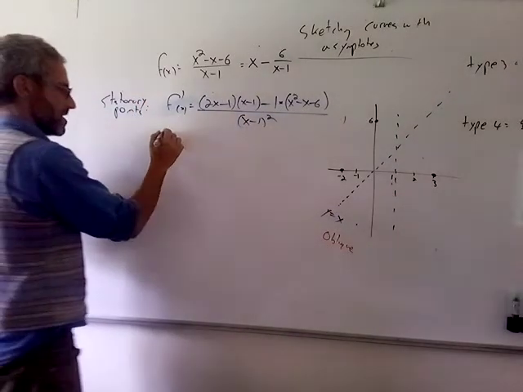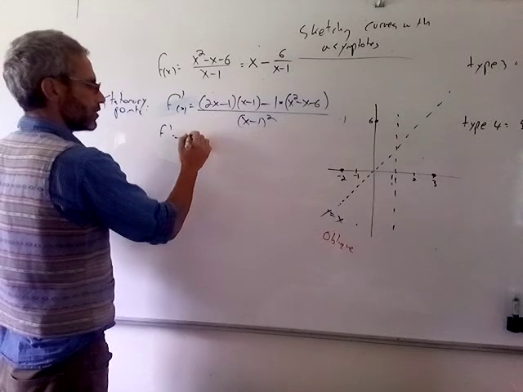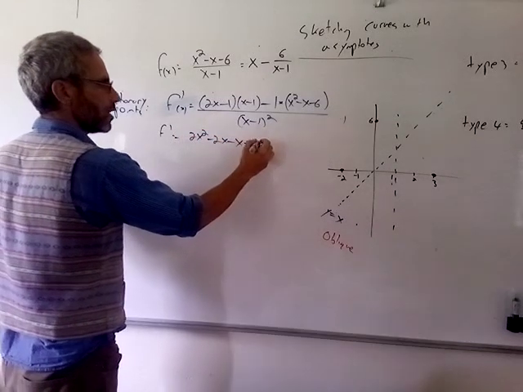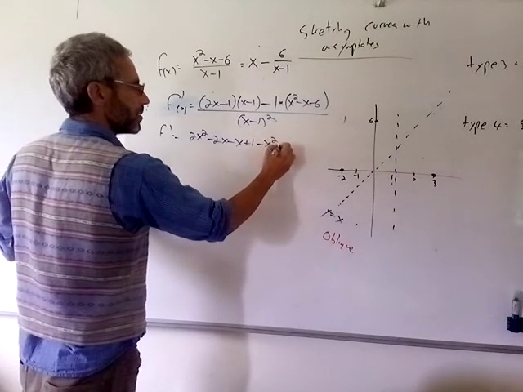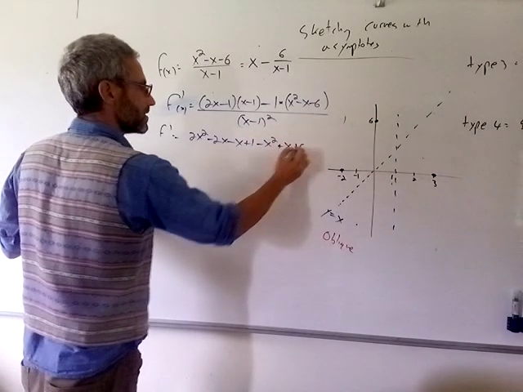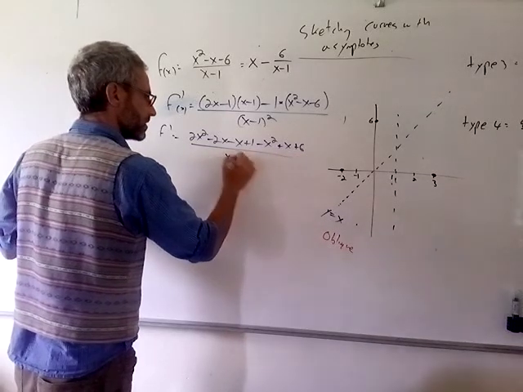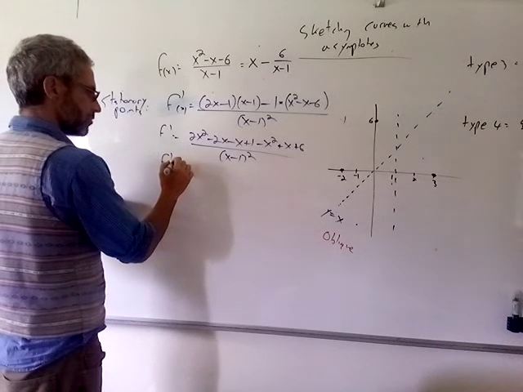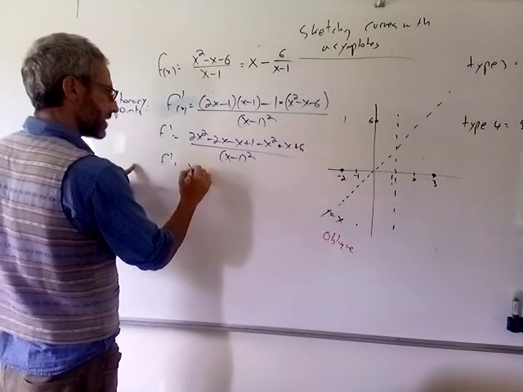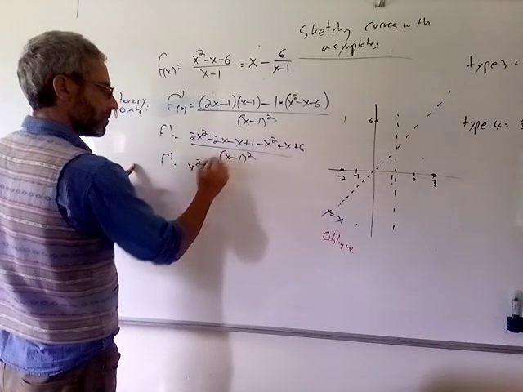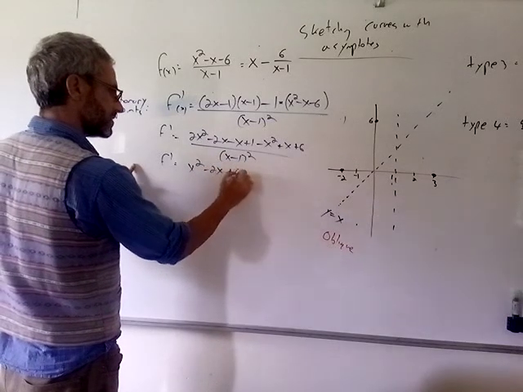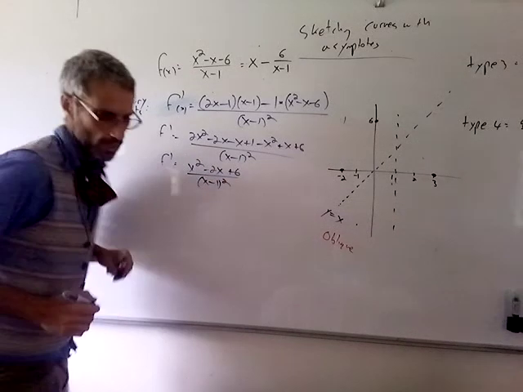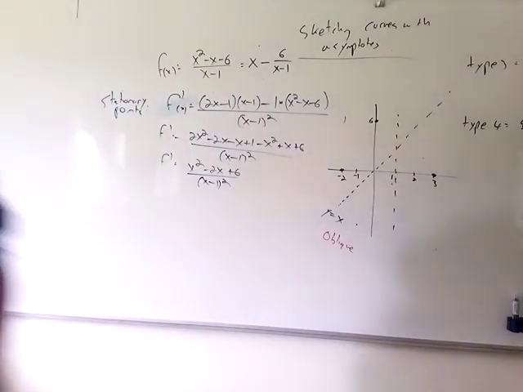Let's tidy it up a bit: 2x squared minus 2x minus x plus 1 minus x squared plus x plus 6. Please check it if you don't mind, because it would be terrible to make a mistake here. The derivative is going to be x squared minus 2x, I think, plus 5 divided by x minus 1 squared. Let me just check that I've got it right.